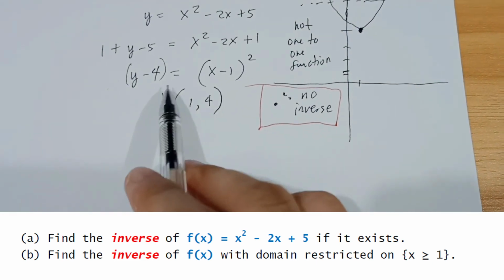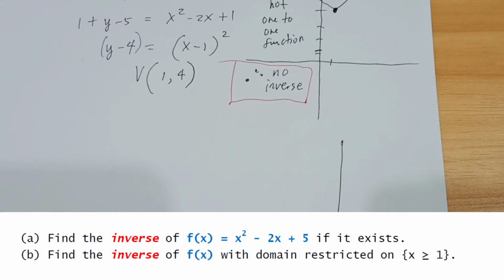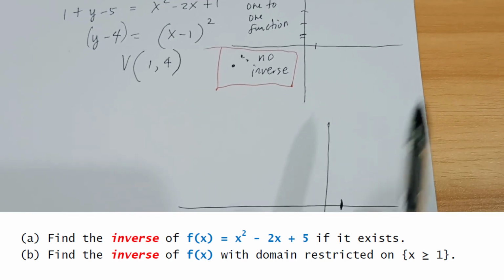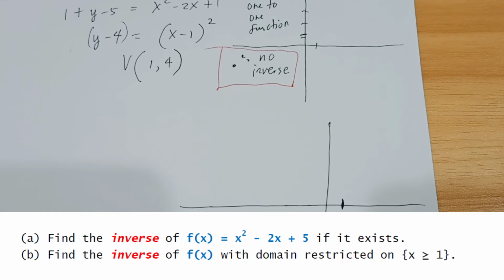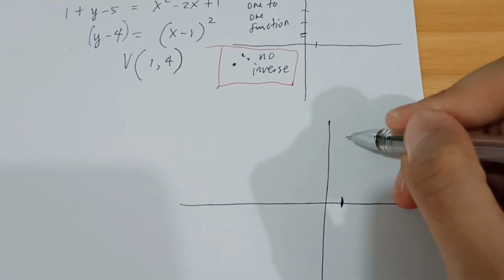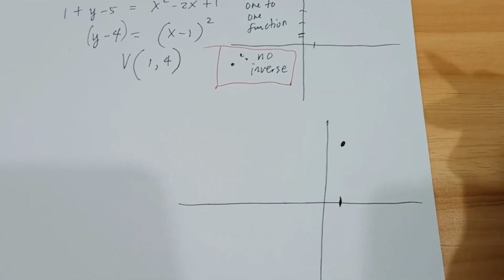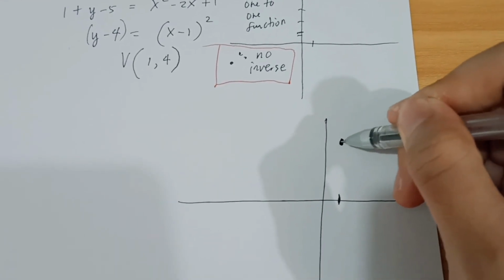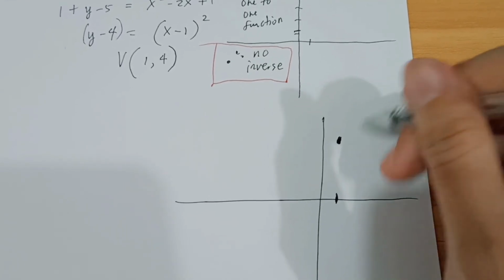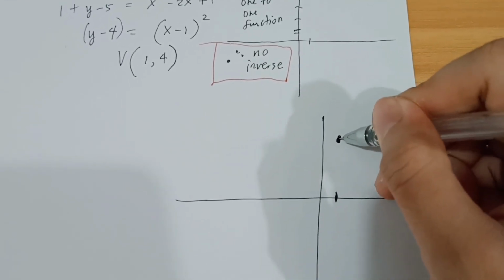So, alam na natin tong equation. I-graph natin siya. Domain restriction. Dito lang siya sa x is greater than or equal to 1. Nandito yung vertex natin. Hanggang dito lang yung graph natin, papuntang greater than or equal to 1.